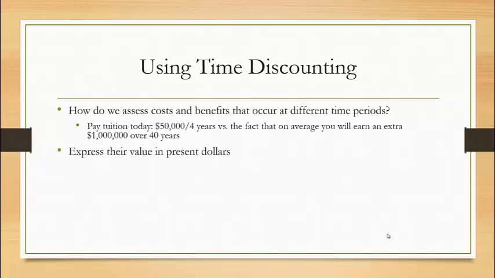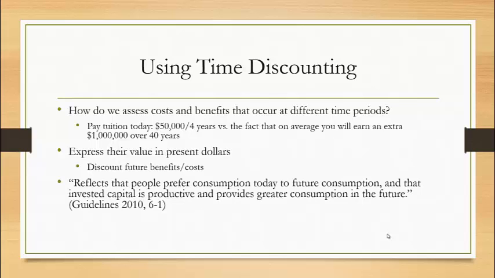And we do that by expressing the value of both the cost and the benefit in present dollars. And so we assume a rate of inflation for the future. And so we figure out, well, given the rate of inflation, what is $1 million worth today, right? Or what is $1 million in 40 years worth today? And so by doing that, we can discount the future benefits and costs. What this reflects, though, is that people prefer consumption today to future consumption, and that invested capital is productive and provides greater consumption in the future.